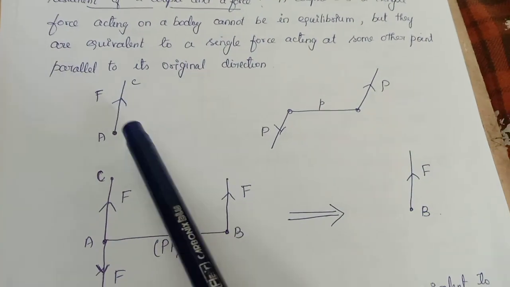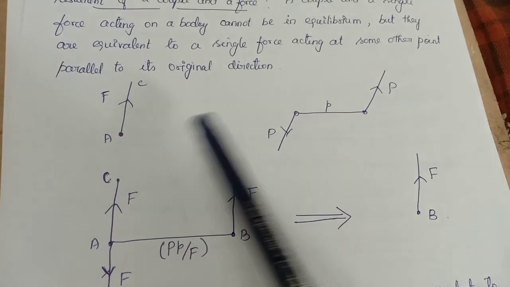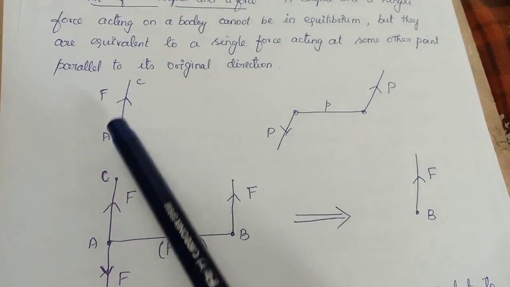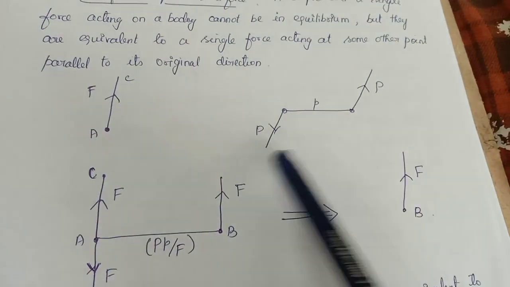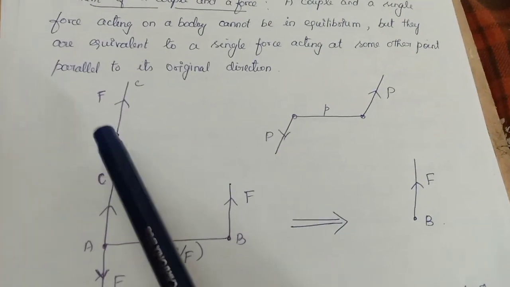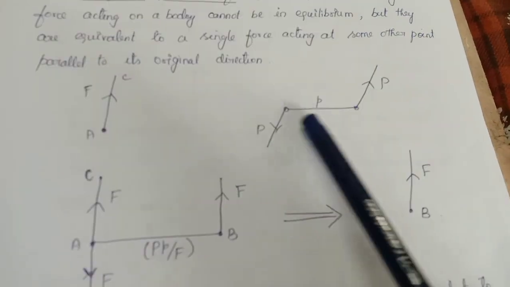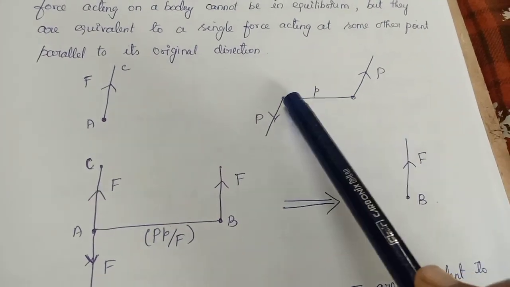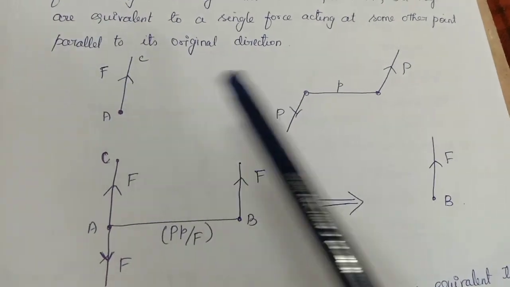So what will be the magnitude and direction of the single force? That I will explain to you with this example. See, I have a force F which is acting along AC. Consider a rigid body. I have a force here and I have a couple here. This couple has force P and the arm of the couple is small p. I want to find the resultant.